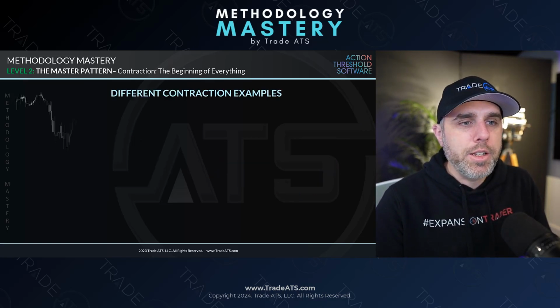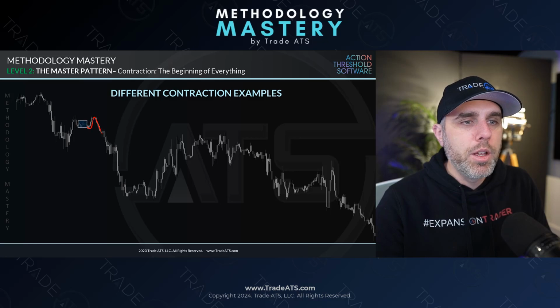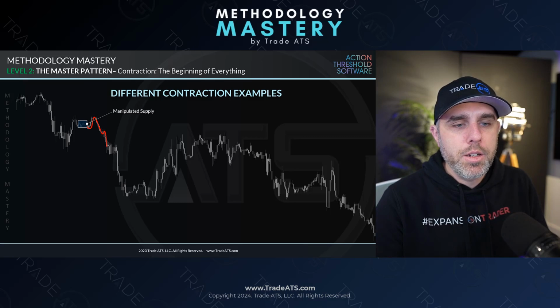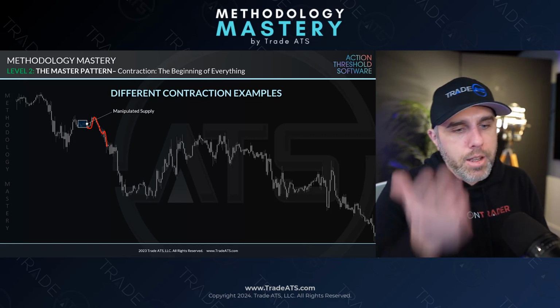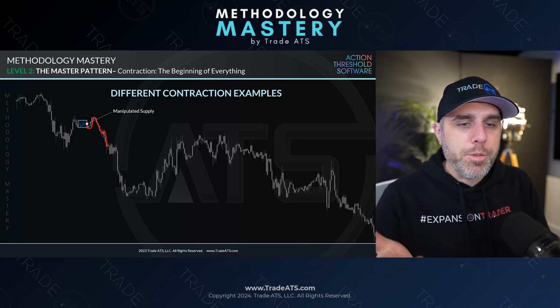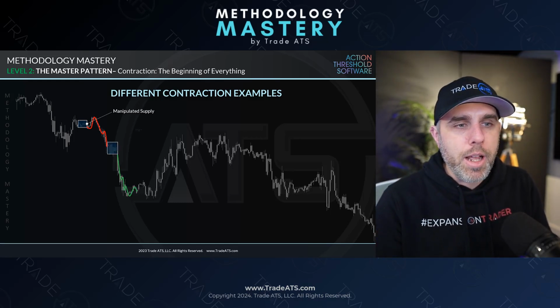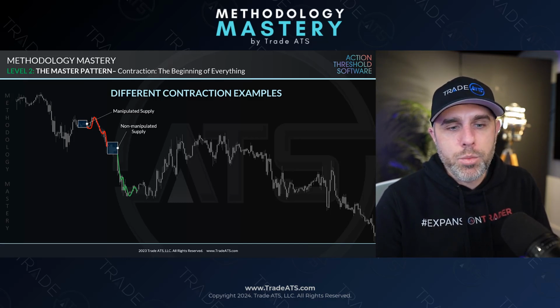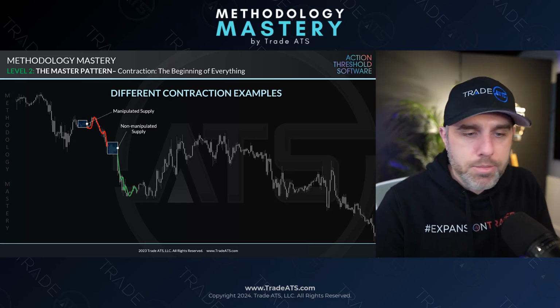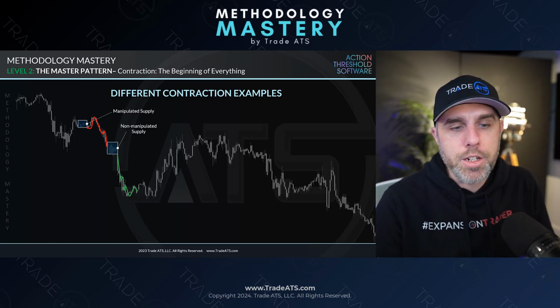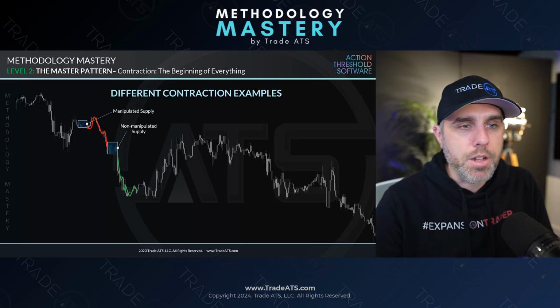So, different contraction examples. Let's briefly go through this. Here's an example of manipulated supply. How do we know that? It's because we came out of the box below it, and then they pushed it back up to run stops, change the perception of the mass market, thinking this could be a turn, and then they push it down short. Here's an example of non-manipulated supply. They already manipulated above, so retail is probably heavily net long at this point. In this case, they didn't feel the need to do it, so they just let it hit. And stops took care of it, probably for exit liquidity.